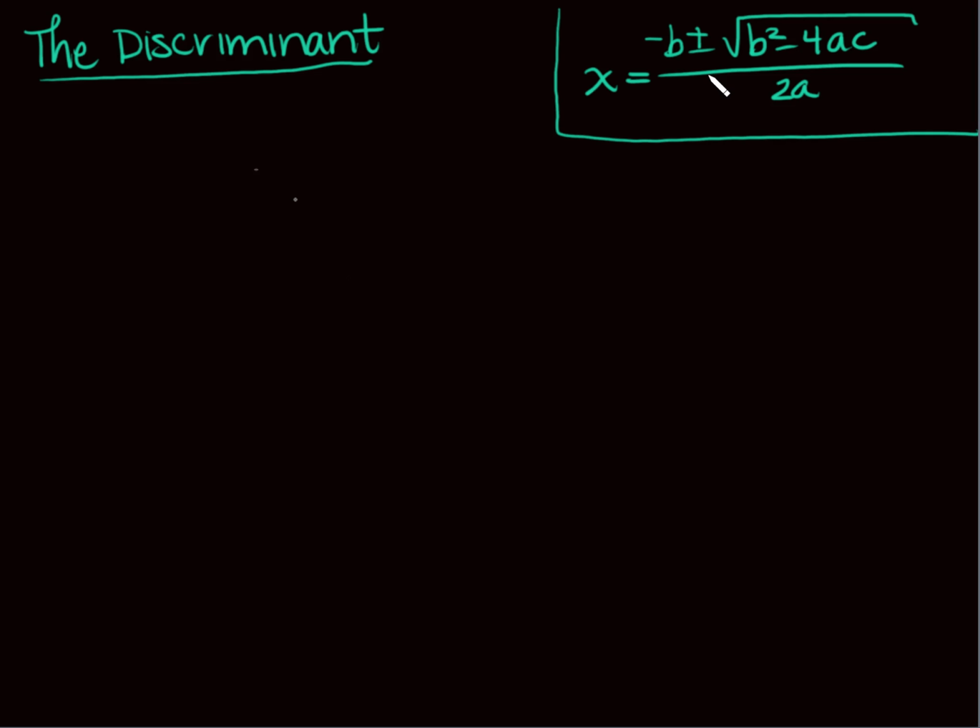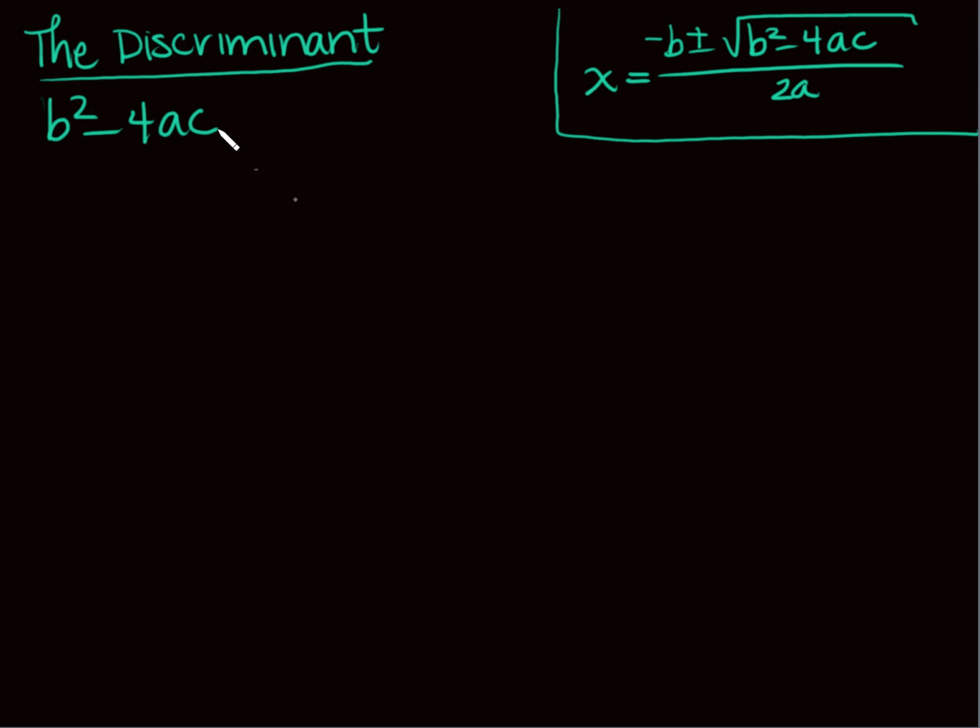All right, so when I look at the quadratic formula, the discriminant is going to be this part right here. You may have heard that term before. The discriminant is what's under the square root, and it tells us basically what type of solutions we're going to have. So the discriminant is b squared minus 4ac. That's what we call the discriminant.